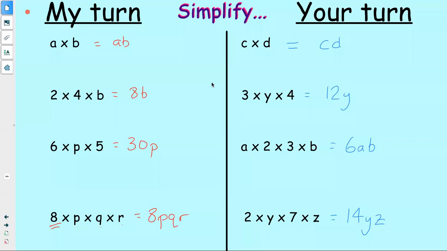Okay, I've just flashed up the answers to your turn, the ones on the right hand side, so just mark your work, pause it now. I'm going to move on.